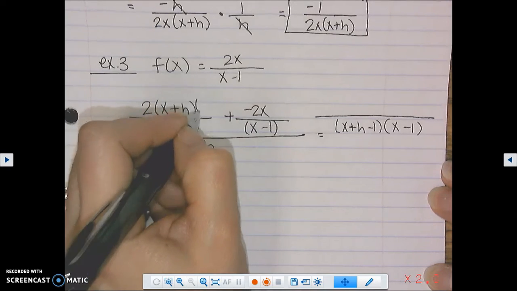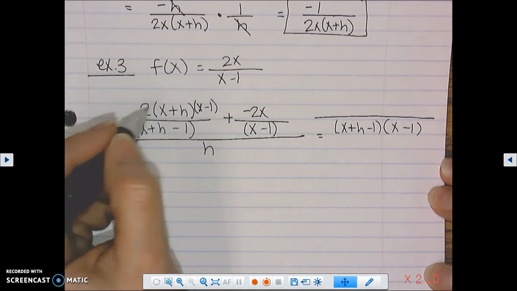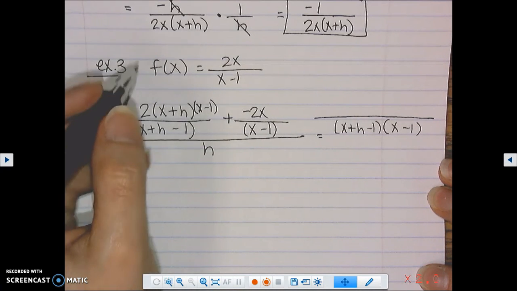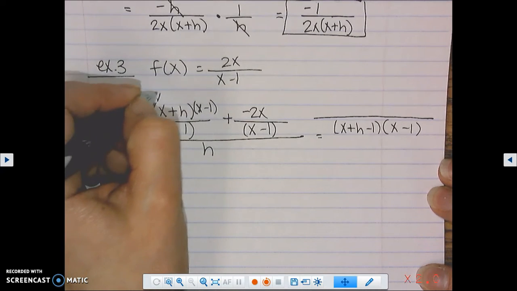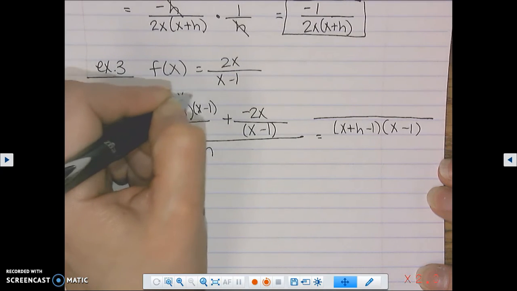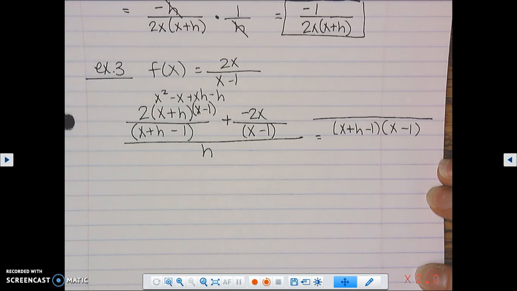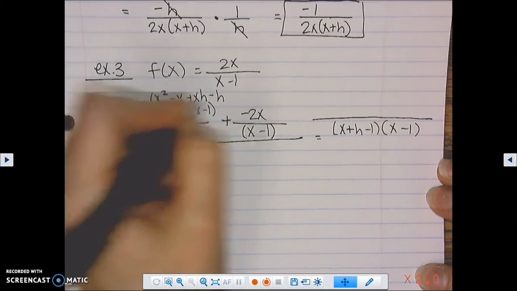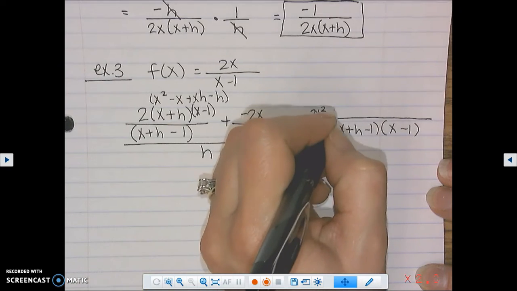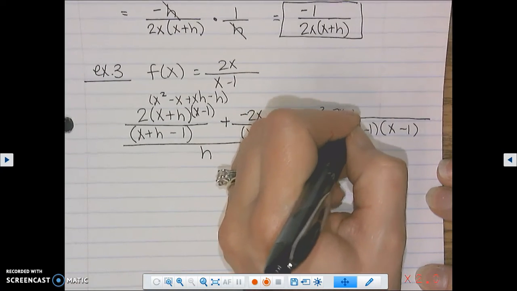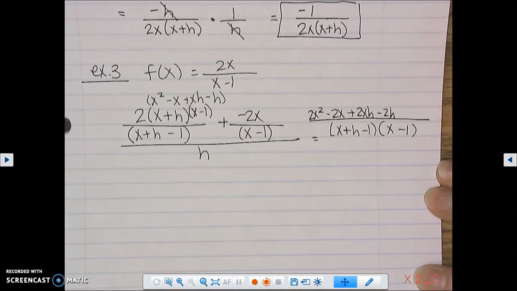Now, that means that this first fraction is missing the x minus 1. When we multiply these things, I'm going to actually go up here with my work. We need to distribute, we've got 3 things to multiply. I'm going to multiply the parentheses together first. So that would give us x squared minus x plus xh minus h. And then we're going to distribute the 2 into that. That 2 is still on the outside of this. So that would give us 2x squared minus 2x plus 2xh minus 2h.